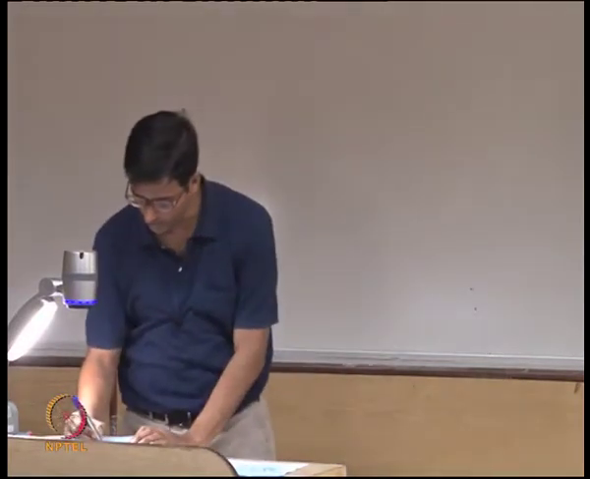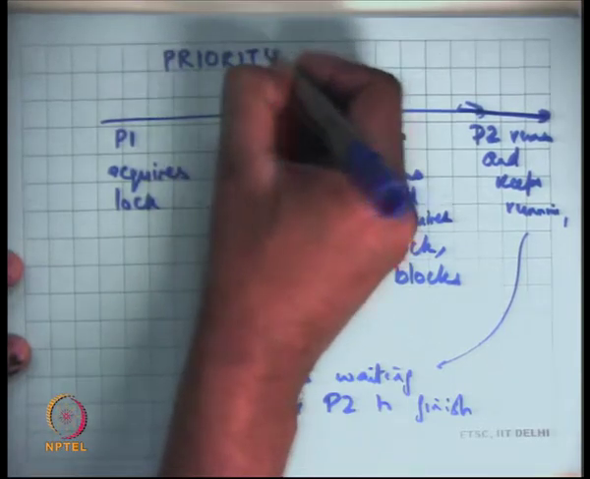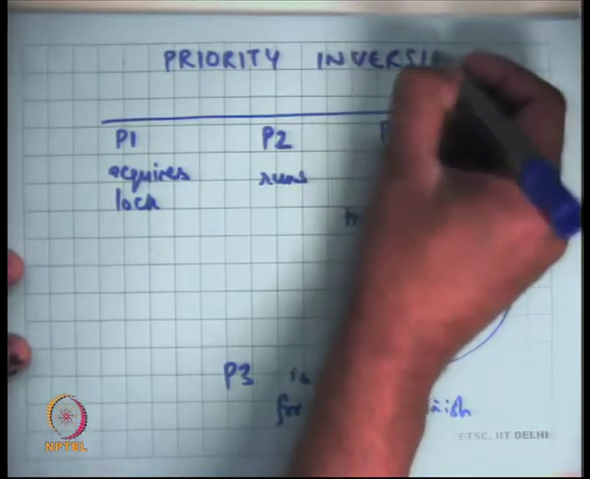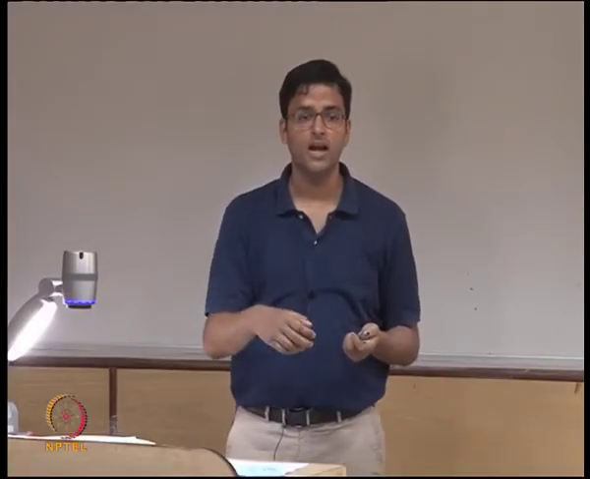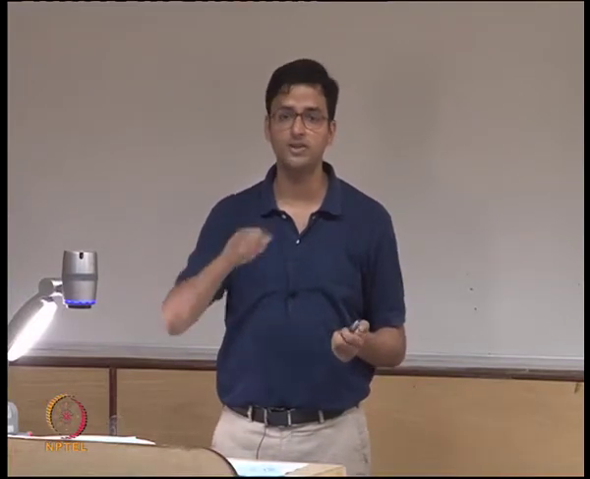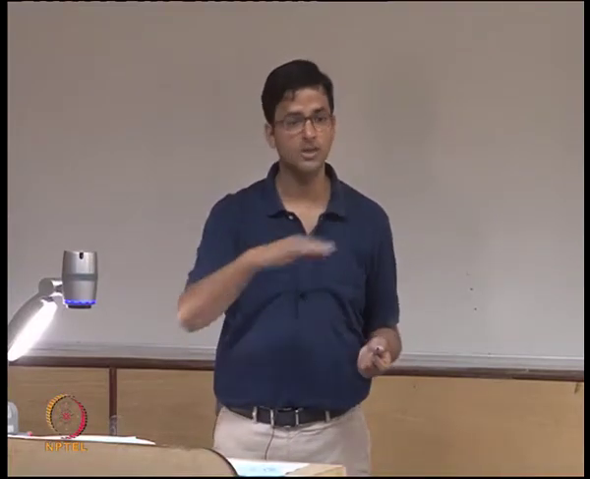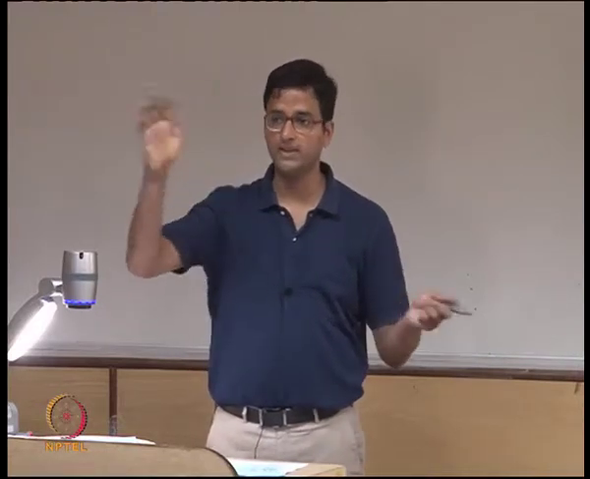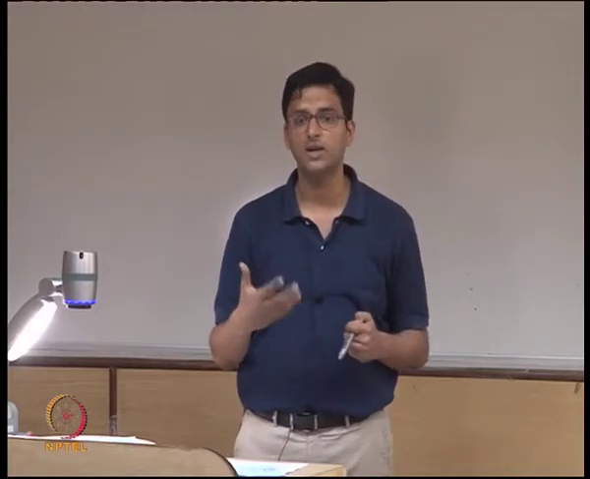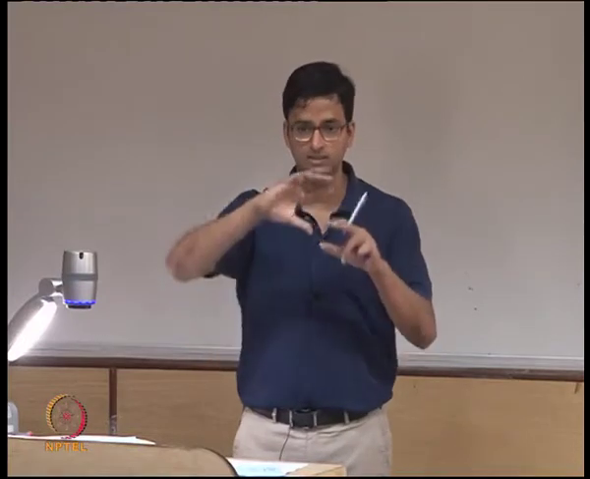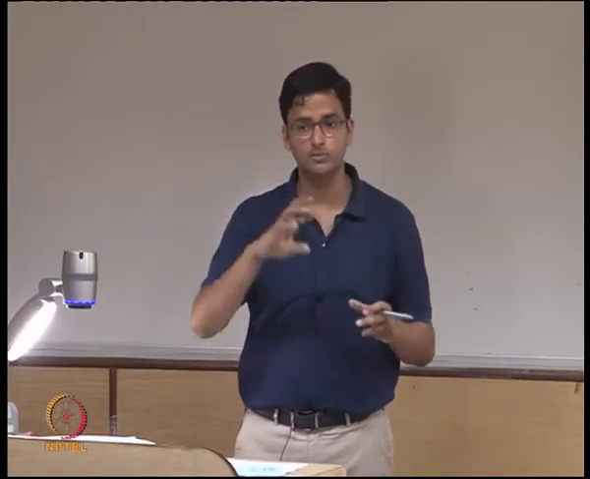And this thing is called priority inversion. Once again, the problem is that a higher priority process is waiting for a resource that's being held by a lower priority process, but because the lower priority process never gets to run, since there's a medium priority process already in the system that keeps getting to run, effectively the higher priority process is waiting for the medium priority process to finish, whereas that shouldn't have happened. So this is what's called priority inversion. Priorities have been inverted.